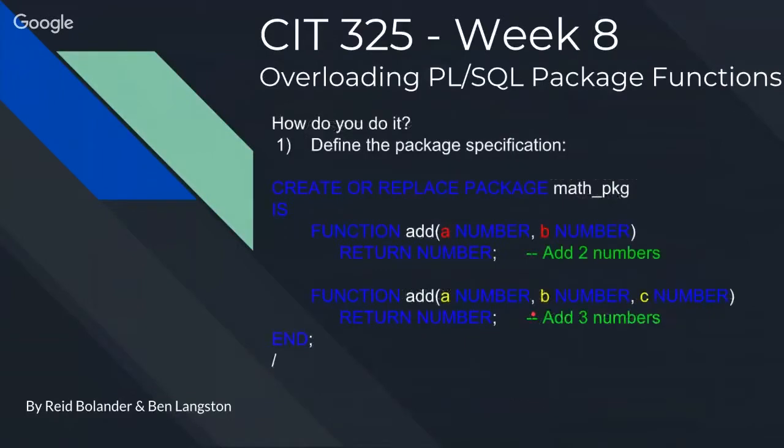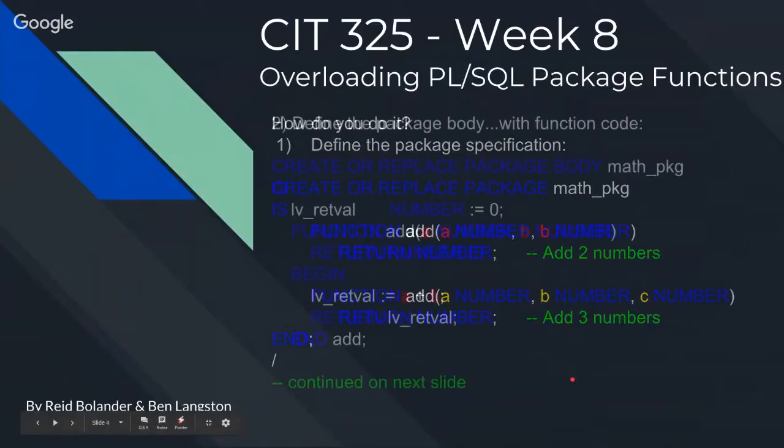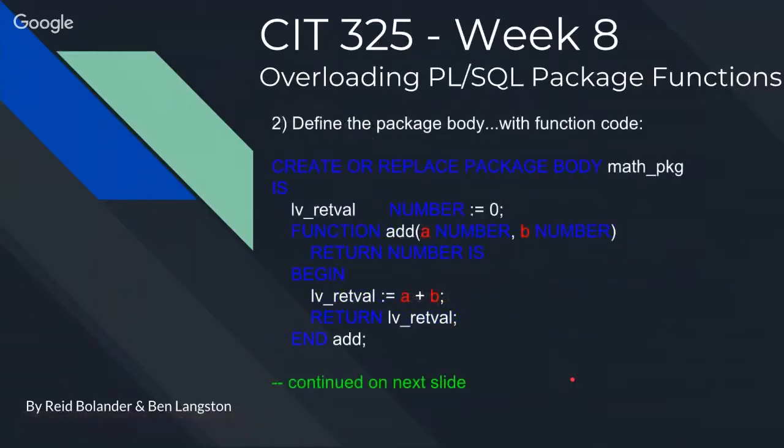So how do you do it? Here's a little bit of example code. Ben is going to go into more detail and show you an example live. But basically, we define first the package specification, which has the name of the package and then lists the functions or procedures by name. Notice these are the same name, add, but they vary by the number of parameters that are specified. This one takes 2 parameters, both number type. This one takes 3. And then after we've defined the package specification, then we go on to actually define the package body.